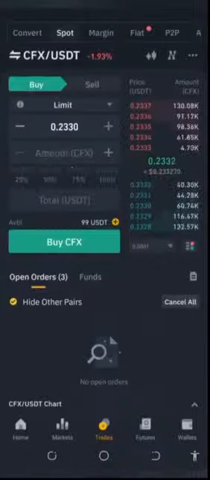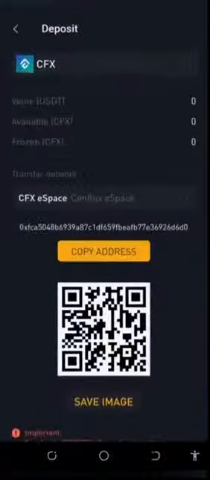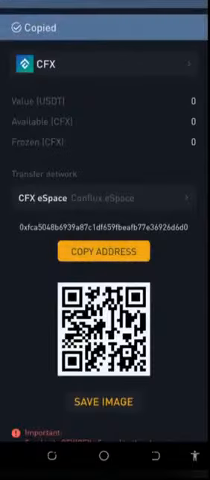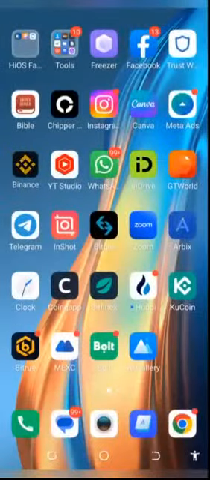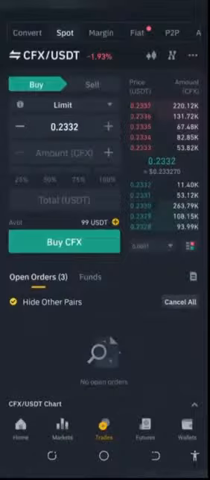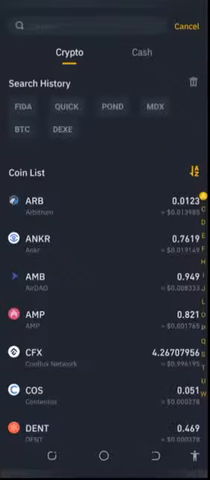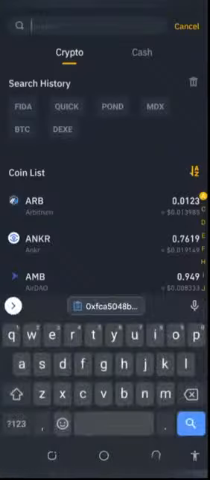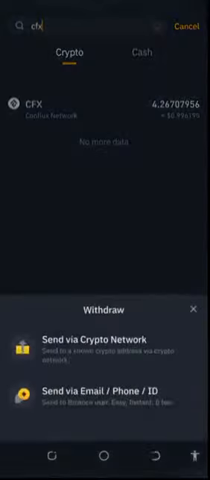Okay. Next is that we have to go and get the withdrawal address. So it's currently CFX e-space. We're just testing this out. If this works, keep your fingers crossed. If this works, we're coming back to do this trade live. Okay. So let's copy it. And then we will go back and withdraw. Let's withdraw. So we check on our CFX. All right. We just have 4.26.